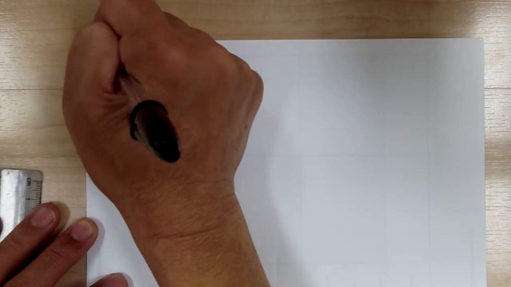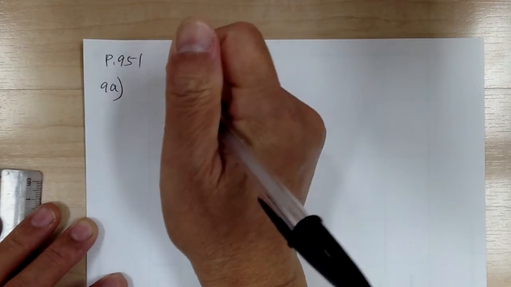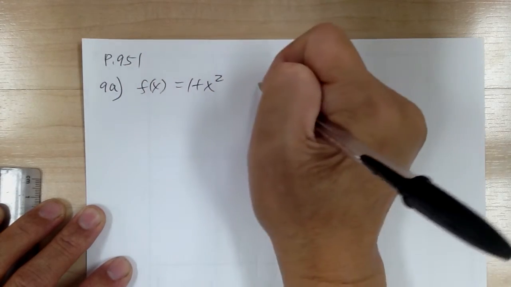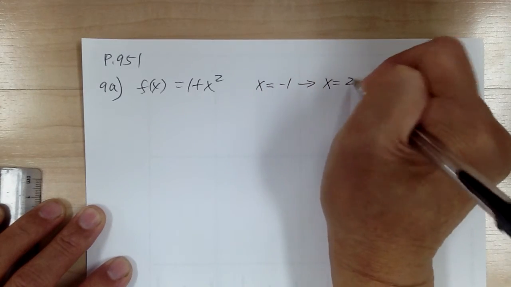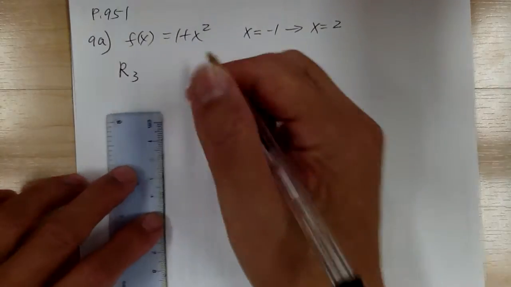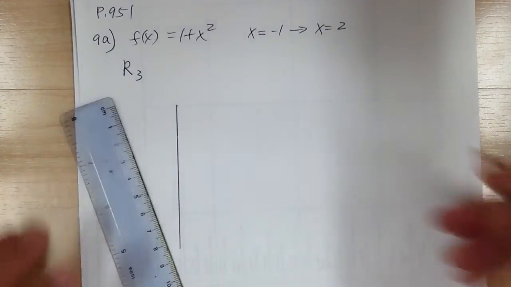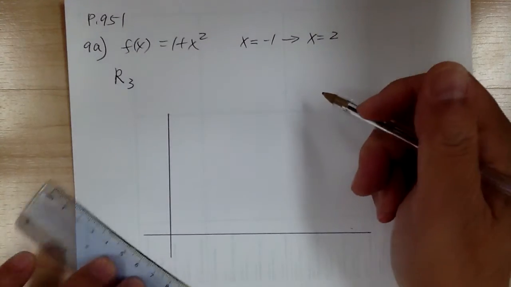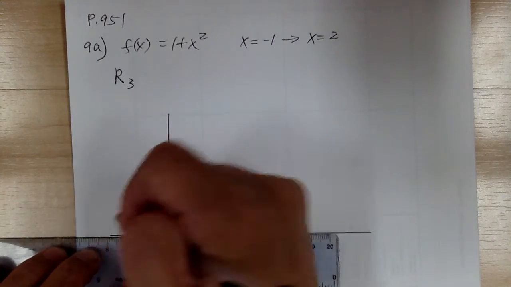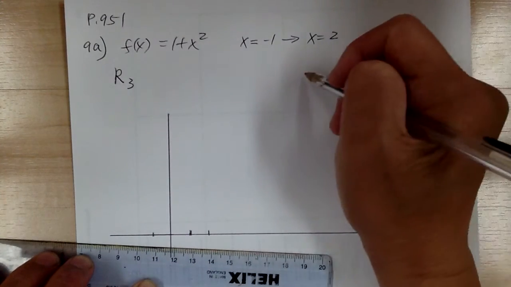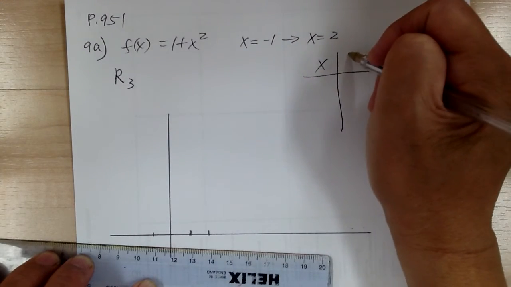Okay, let's go to number 9. Again, we only do part A. Estimate the area under the graph f of x equal to 1 plus x squared, and you want to go from x equal to -1 to x equal to 2. And you want to use 3 rectangles and a right estimate. So you're looking for the R3. So again, go and sketch out your graph. And you want to make a table, and you want to start with -1, right? So you got x and f of x.